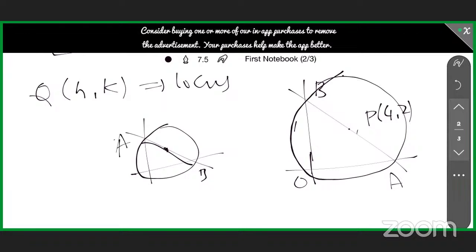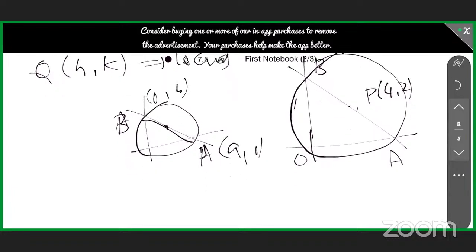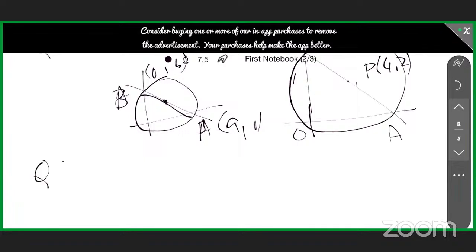Sorry, I have written B and A the wrong way here. This is B, this is A. So the coordinate of A is (a, 0) and this is (0, b). Therefore, by the midpoint theorem, Q(h, k) is (a by 2, b by 2). Equating these, h is equal to a by 2, therefore a is equal to 2h, and k is equal to b by 2, so b is equal to 2k.